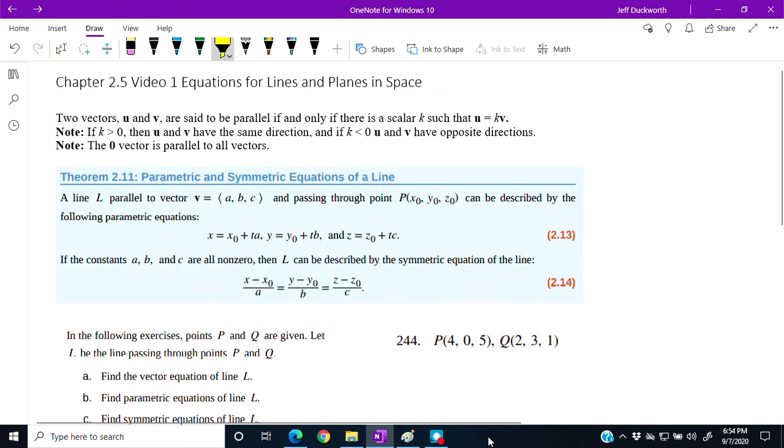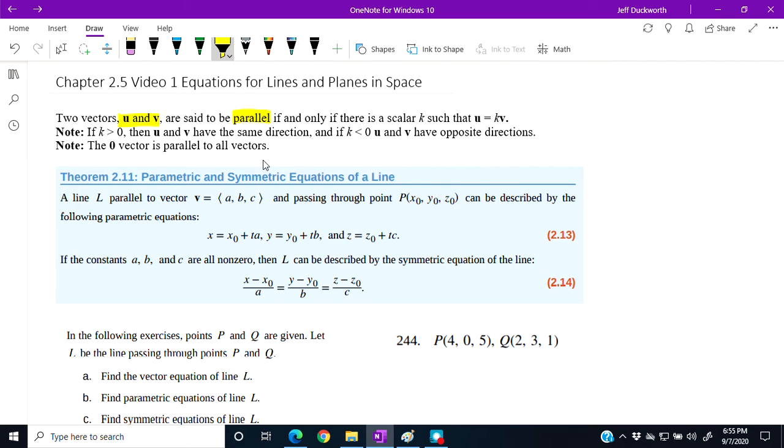The next section deals with equations for lines in space or planes in space. So we've learned how to calculate vectors and deal with vectors. So we've got two vectors, u and v. They're going to be parallel if and only if there's a scalar k such that u equals kv.